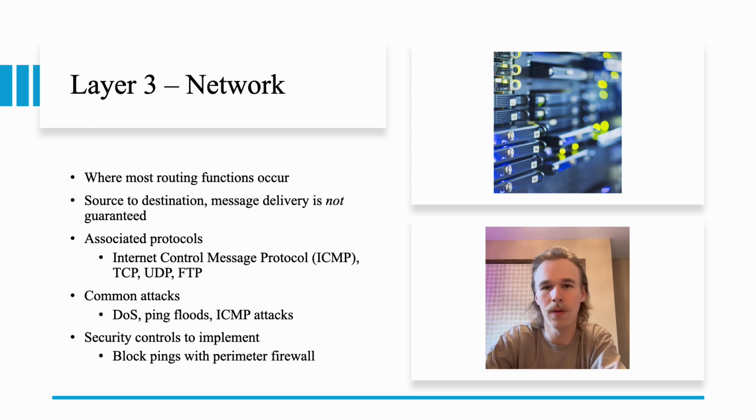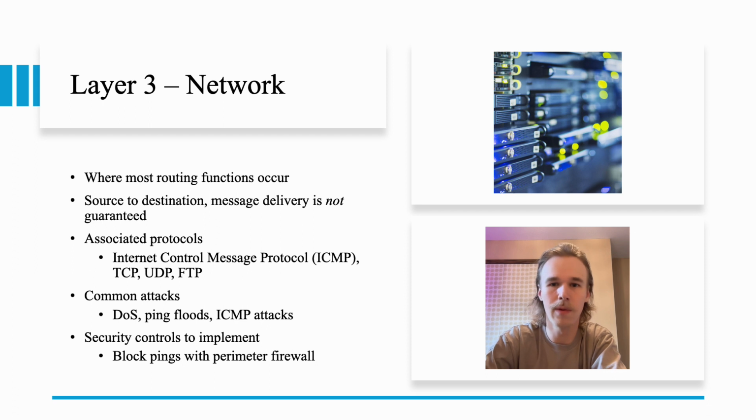Capping off the lower level layers, we have the network layer, which is precisely where most routing functions occur by exchanging data between servers. In essence, the network layer routes data to different networks, from source to destination. Message delivery here is not guaranteed, however.